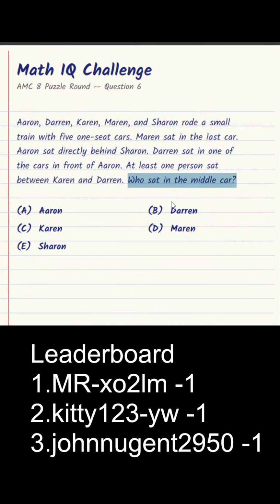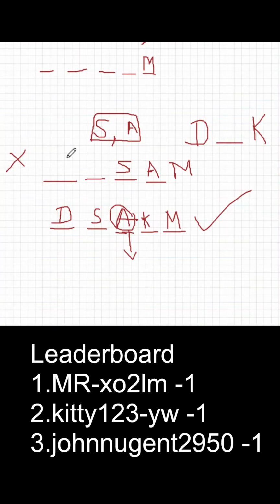So that means option A, Aaron, is the correct answer. Unfortunately, the answers given are not correct. We had C as the answer and we had Darren as the answer. So Karen, Darren, and also Sharon, those are not correct. Aaron is the correct answer. Aaron is the middle car.